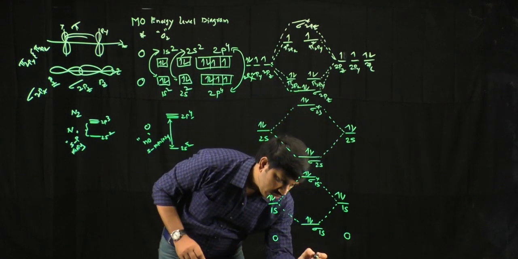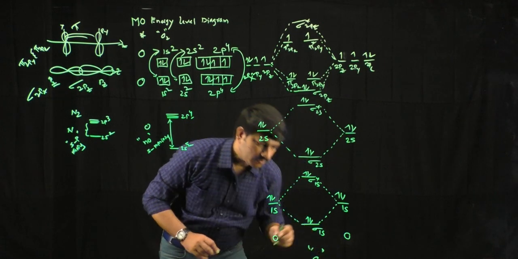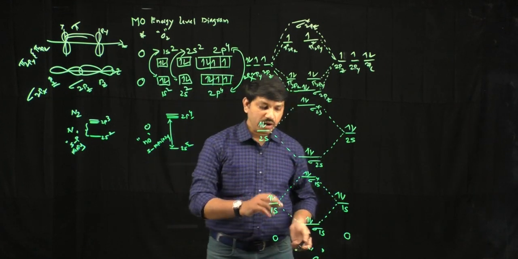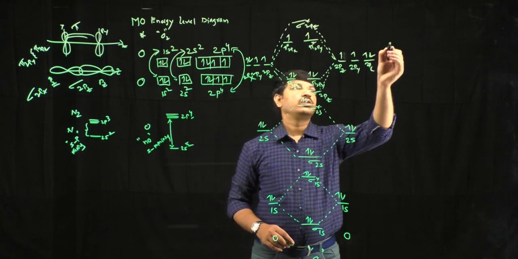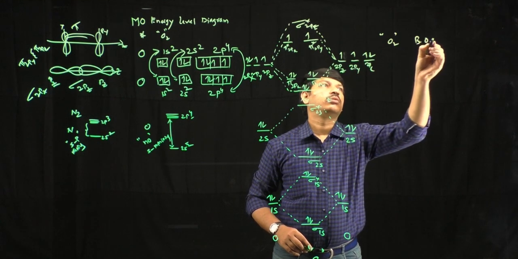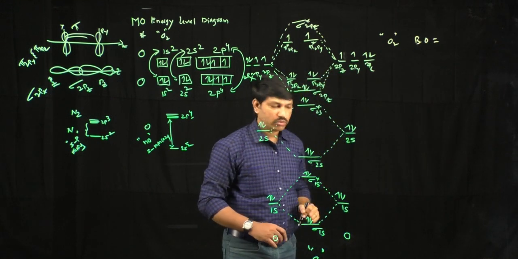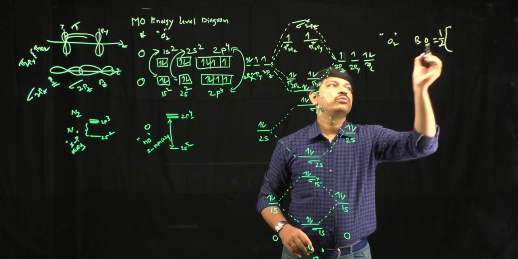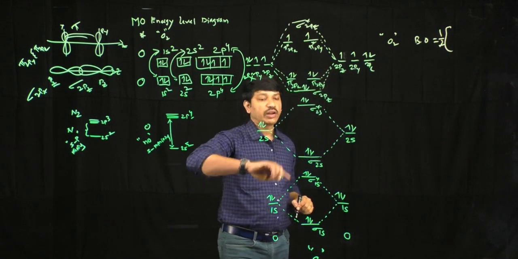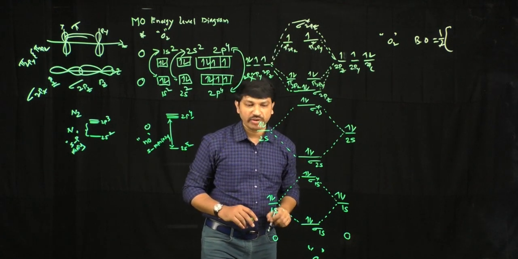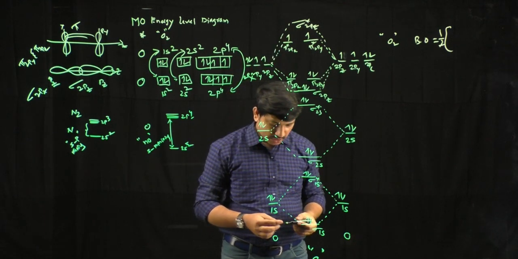So this is O2 molecule formation. Now we have to calculate the bond order value for the O2 molecule. So what is the bond order value? Bond order is equal to half into the number of electrons available in the bonding orbitals minus the number of electrons available in the anti-bonding orbitals.